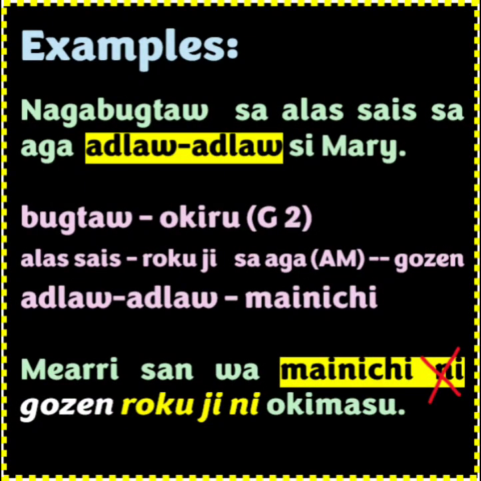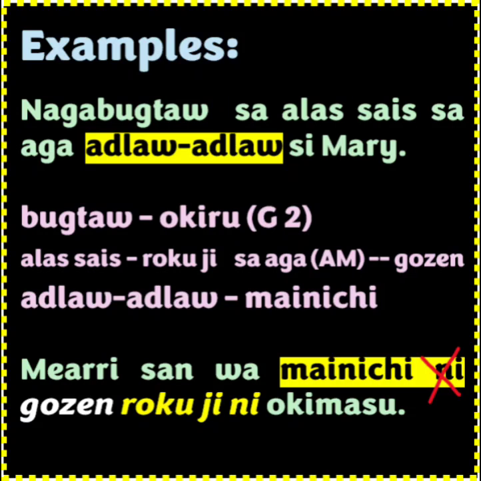Here's another example. Nagabugtaw sa alas 6 sa aga, adlaw-adlaw si Mary. Bugtaw would be okiru, which is a group 2 verb. Alas 6 is rokuji. Aga or sa aga is AM or gozen. Adlaw-adlaw would be mainichi. So, translating into Japanese, it would be Mary-san wa mainichi gozen rokuji ni okimasu.